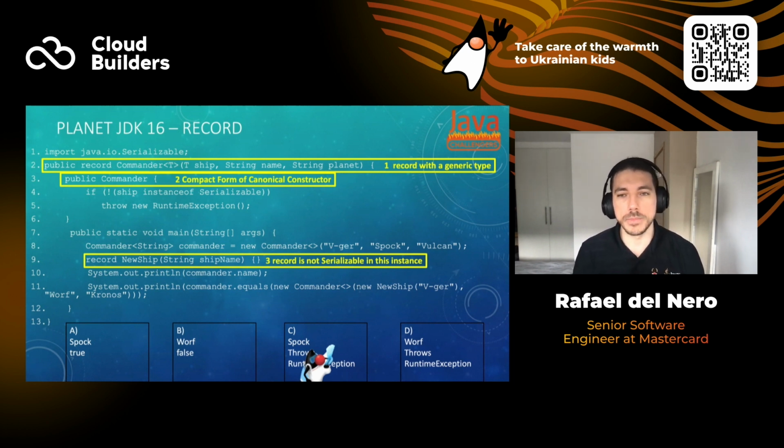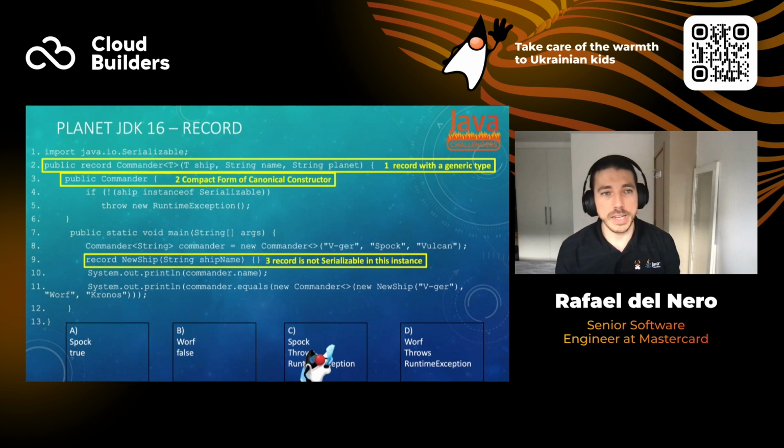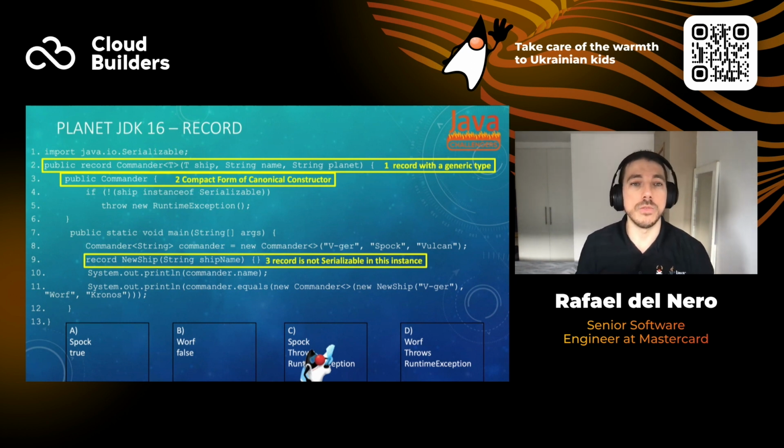And then notice that we'll be printing Spock, which is fine. We are just passing Spock in the constructor. But then we are trying to pass new ship to a new record. But notice that this new ship record is not serializable, which means that in our validation there, we're gonna throw a runtime exception.